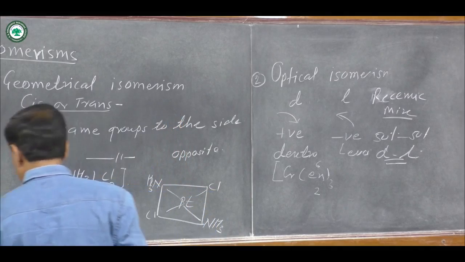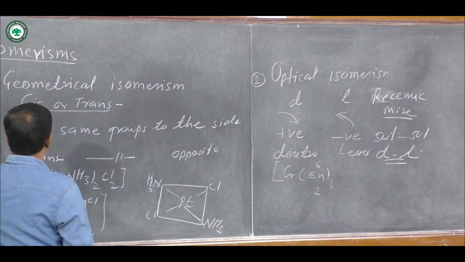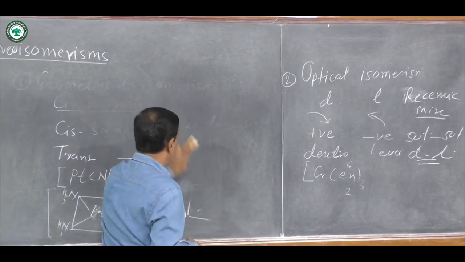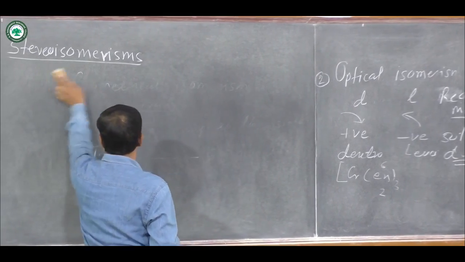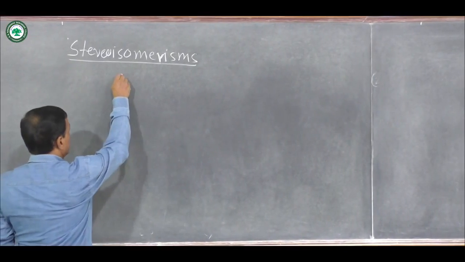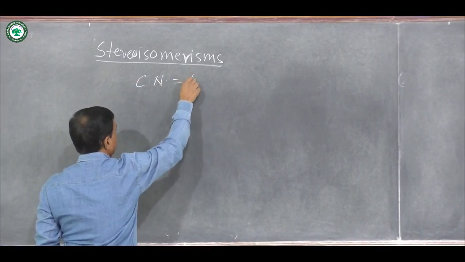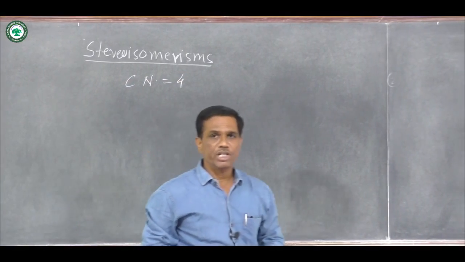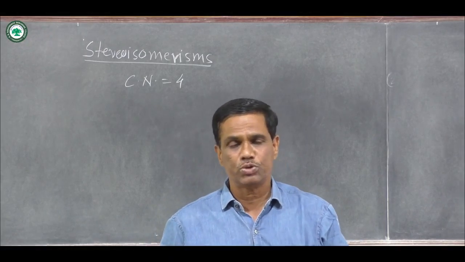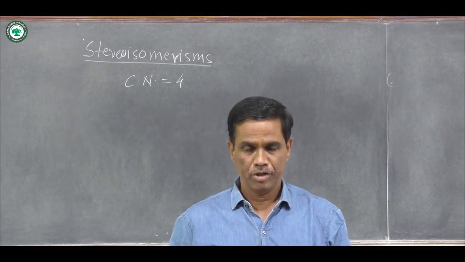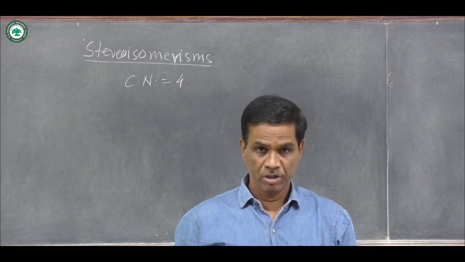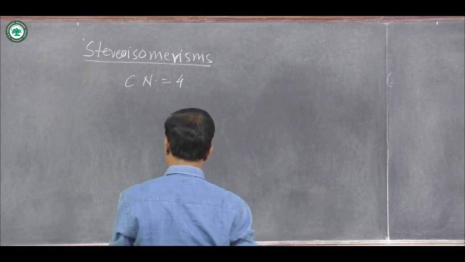Then the next point is stereoisomerism in coordination number 4 and in coordination number 6. First, stereoisomerism in coordination number equal to 4. You know that coordination number means the number of ligands that are directly attached to the central metal atom or ion. When 4 ligands are directly attached and form 4 coordinate bonds, then coordination number is equal to 4.